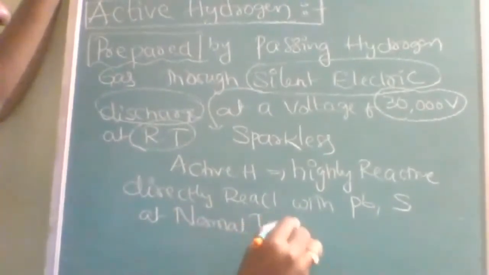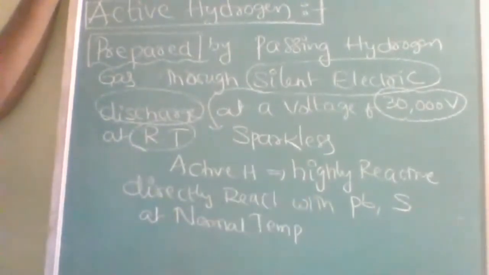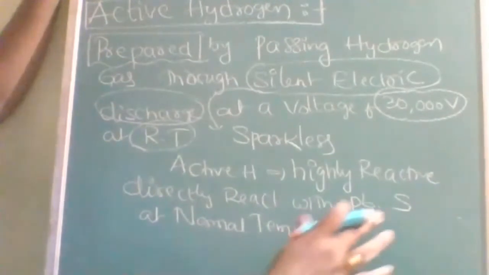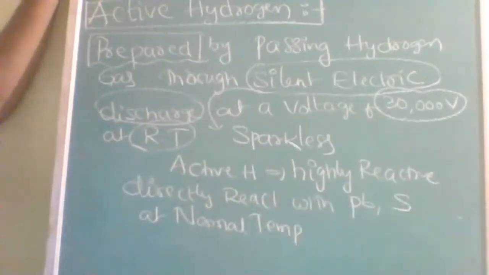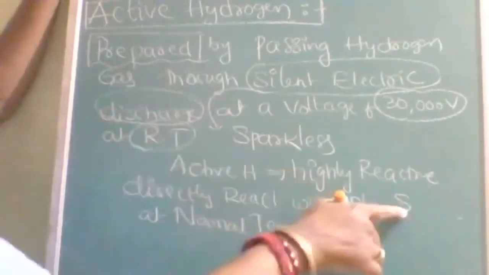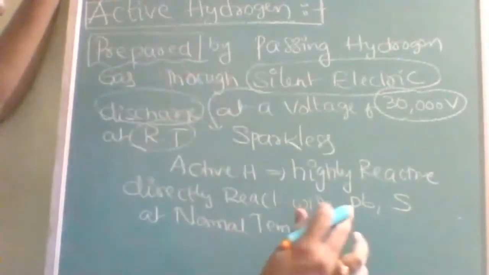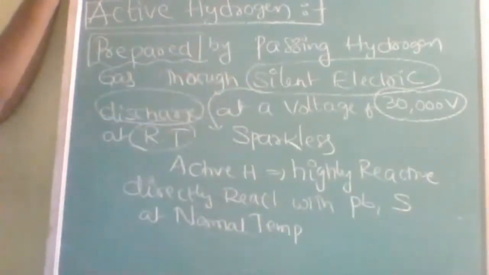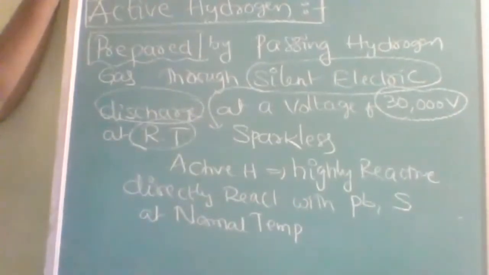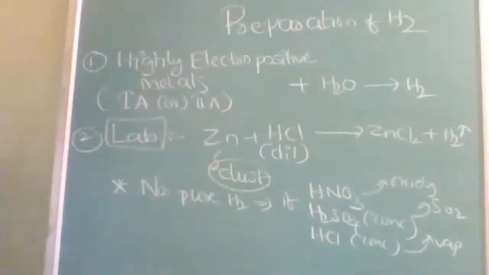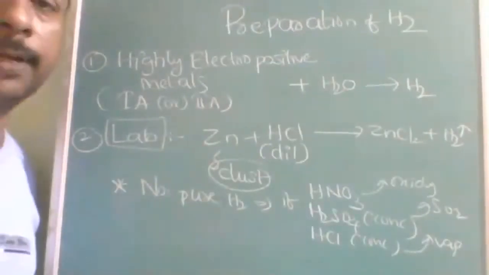Normally it will not react: molecular hydrogen plus Pb, no reaction. S plus H2, no reaction. But S plus active hydrogen, immediate reaction. Pb plus active hydrogen, immediate reaction even at room temperature. Here you need not heat, immediately the products H2S and PbH2 will be produced. Note down this. Next topic is preparation of hydrogen.